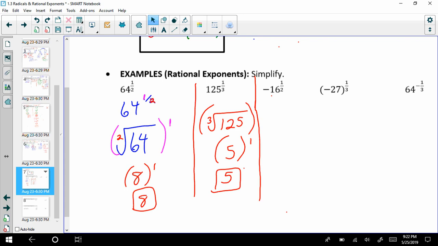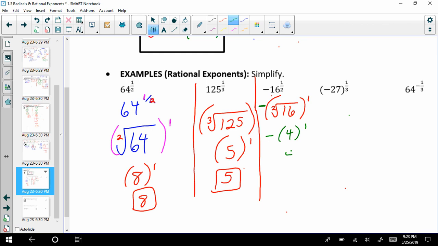Okay, let's try the next one. A negative 16 to the 1/2 power. Let's rewrite it in radical form. So the 2 is the root, so this is a square root, and it's raised to the first, but don't forget, the negative is still there. It's going to carry down. So the square root of 16 is 4. To the first is 4, but that negative is still there. So this answer is -4.